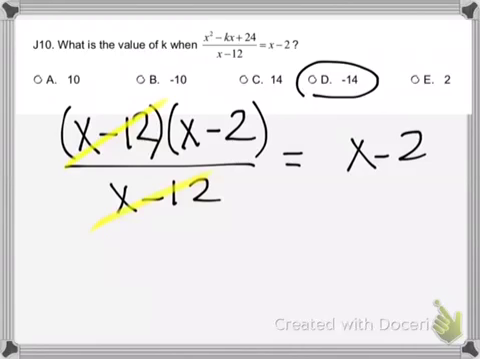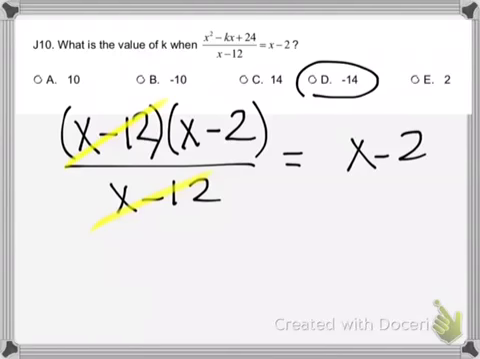And 10, what is the value of k when x squared minus kx plus 24 divided by x minus 12 equals x minus 2? So I know that I want to factor out the x minus 12. So numbers that multiply to give me positive 24 would be negative 12 and negative 2. Notice I canceled my x minus 12s out with yellow lines, so x minus 2 equals x minus 2.